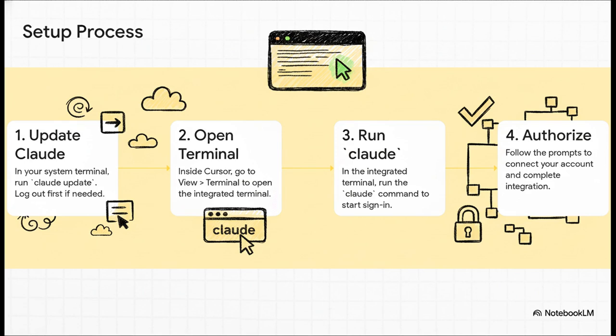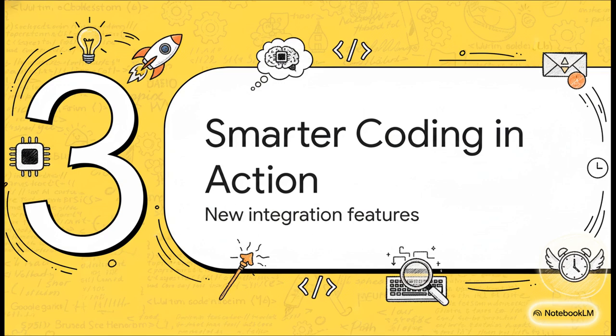Next, and this is important, open the terminal that's inside Cursor itself. From there, just type claude. You'll get the usual sign-in prompts, authorize your account, and that's it. You're good to go. Now for the fun part. Once you're all set up, what new superpowers do you actually have? Let's take a look at the key features that this integration unlocks.